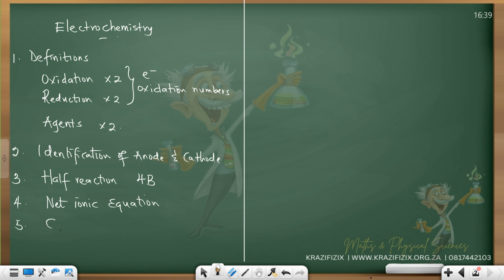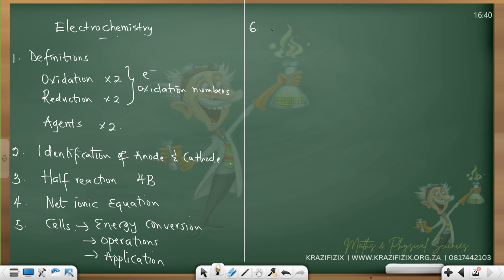Then number 5, we can now look at the cells. And if we look at the cells, what cells do we have? We need to look at energy conversion, the operation and application. So if we can remember all of this, we would be fine. Energy conversion in what type of cells do we have again? Electrolytic and galvanic cells. So for me, this is a beautiful checklist, and definitely Stoichio.